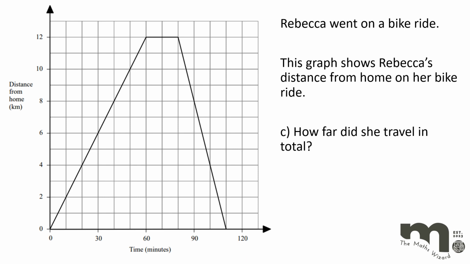Okay, so we're looking for how far she travelled in total here. So she's gone 12 kilometers on her journey. She stopped and she's going back to exactly the same point. And because we're going back to 0, we know that she's doing the same 12-kilometer journey twice. So that will give her 24 kilometers.